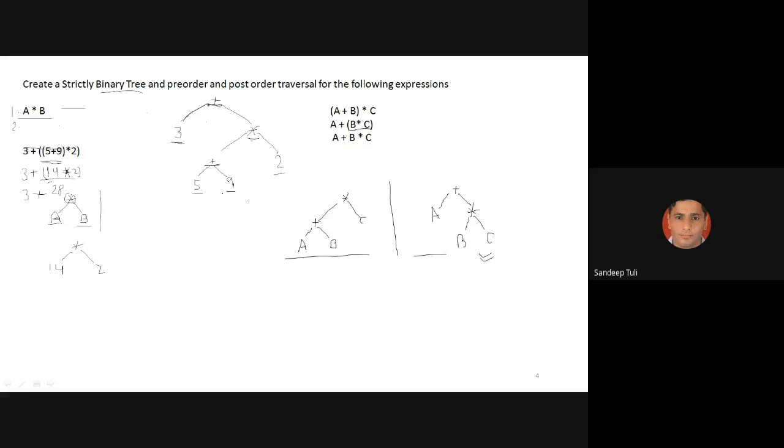Is it okay now? One more thing I want to convey: please look at the computer with the mouse. I am trying to maintain the levels of the nodes. You are all supposed to do this in your notebook with pen and paper, whenever you write an exam or practice. Look, 5 and 9 are at the same level, plus and 2 are at the same level, 3 and multiplication are at the same level, and this will be at the same level.